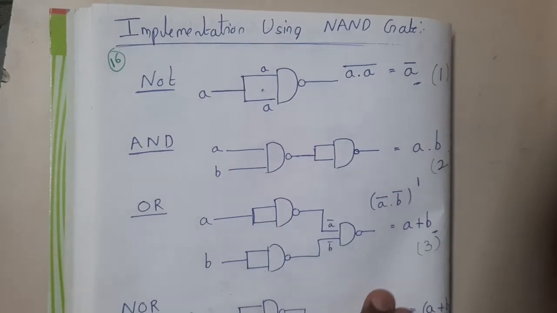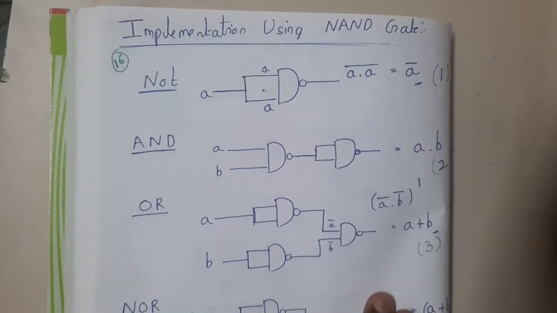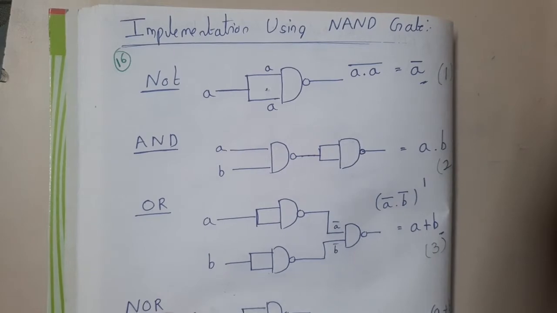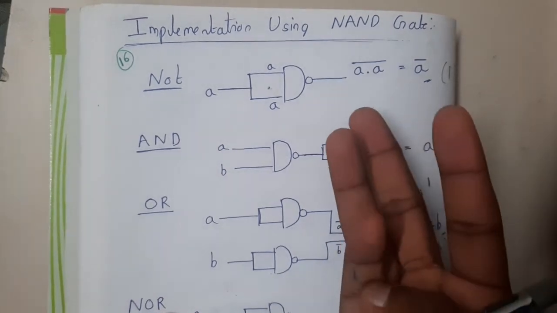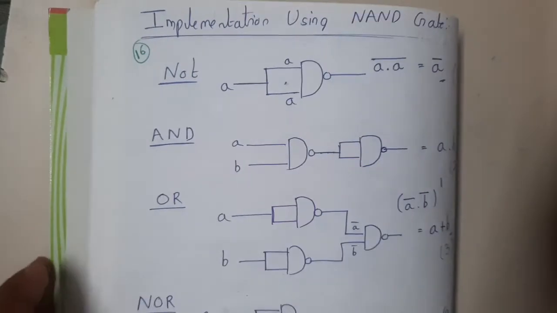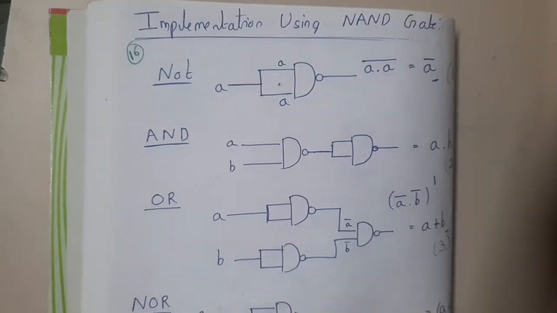Hello guys, we are back with our next lecture. In this lecture, let us go through the next topic. That is, we are going to try to implement all types of gates using a NAND and a NOR, guys. So the first thing is, let us try to implement all gates with a NAND.